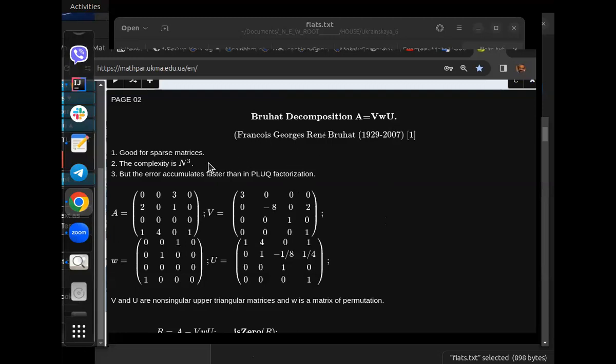The complexity was n cubed, as previously, and the accumulation of errors is not so good as for PLUQ, because the leading elements cannot be changed. So we cannot try to take the biggest pivot element.